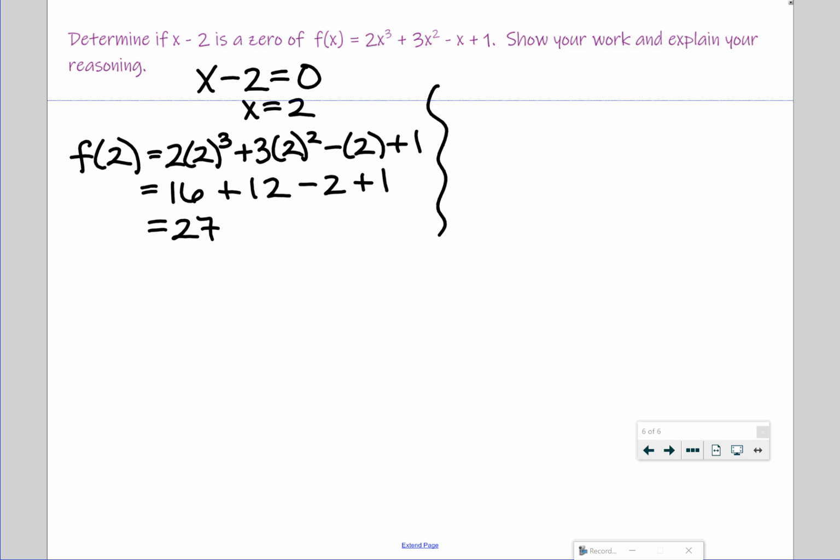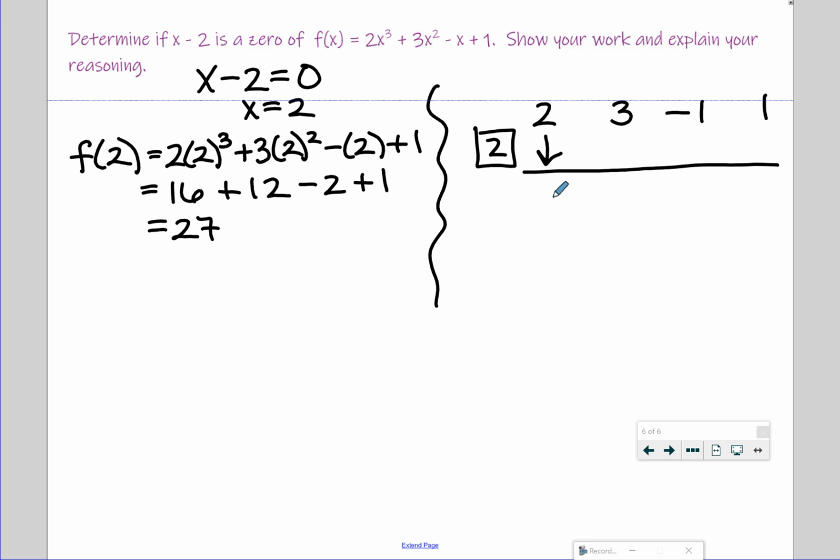Another way to do this is you could do your synthetic division. Your coefficients are 2, 3, -1, and 1. And that 2 is what goes in the box there. We're going to bring down our first term, multiply 4, add 7, multiply 14, add 13, multiply 26, add 27. And no matter which way you do it, you can see you get the same remainder.